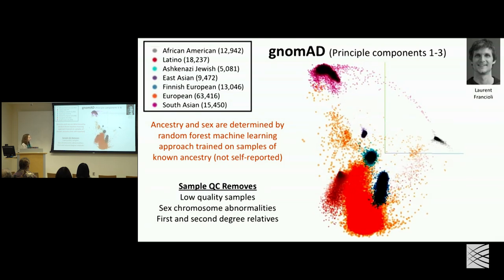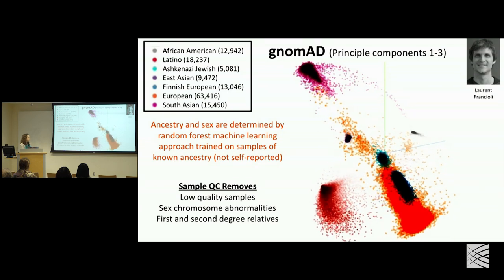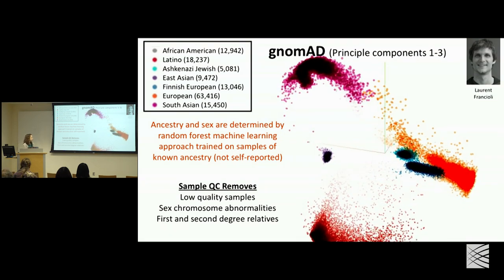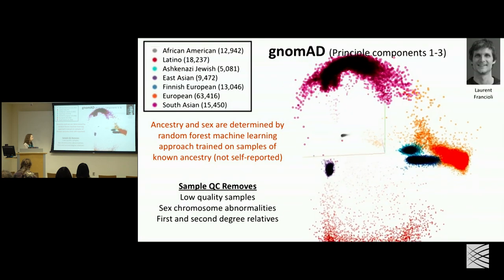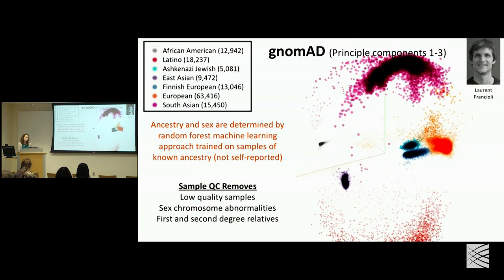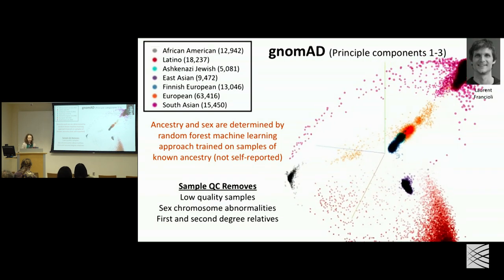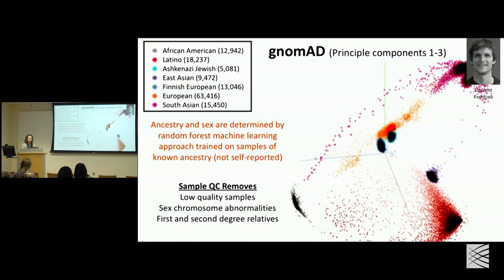We also, in this data set, remove any low-quality samples, anyone with sex chromosome abnormalities like Turner syndrome or Klinefelter. We also, and really importantly, remove first and second degree relatives, so that we shouldn't have very much inflation of our allele frequencies because of relatedness.